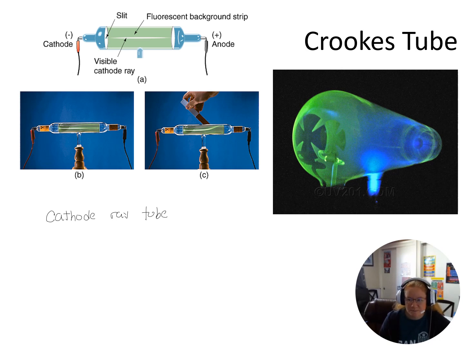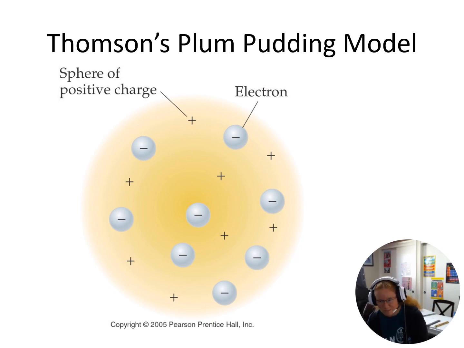At this point, what they were able to surmise is what we ended up calling Thomson's plum pudding model of the atom, where an atom was a diffuse sphere of positive charge, and the electrons were plopped in the middle of it. So we had protons and electrons, but we didn't know they were called protons yet. We just knew there was positive charge there.